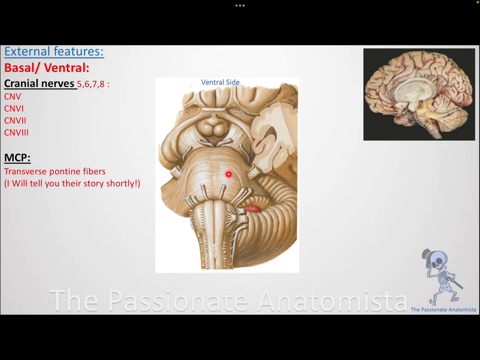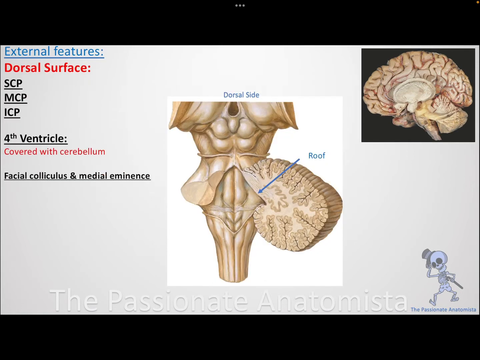And then the other thing is the middle cerebellar peduncles, because you know that the superior cerebellar peduncle connects the midbrain to the cerebellum, the middle connects the pons to the cerebellum, and the inferior connects the medulla to the cerebellum. All right, so this is what we can say about the ventral aspect of the gross features of the pons.